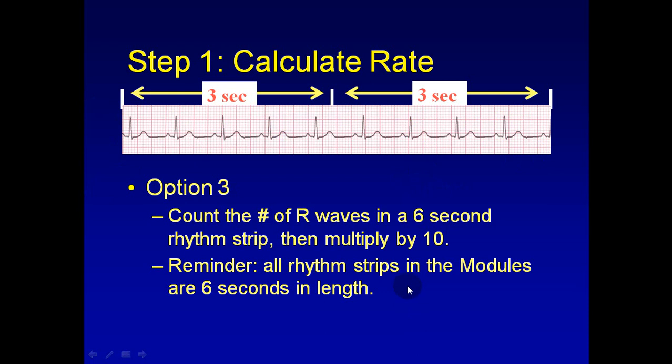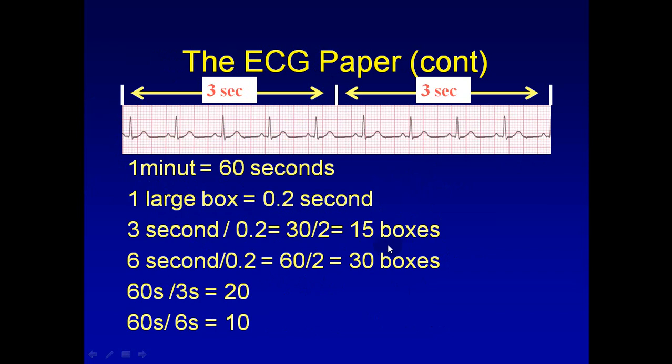So the first method, which is easy, is 300 divided by the number of large boxes between RR waves. If the rhythm is very fast, with a very fast heart rate, we count small squares and divide into 1500, which is the least used method. For other methods, if there is irregularity, take 3 seconds, count 15 big squares, count the number of RR waves, times 20 to be easy. So the interpretation is that the rate is about 90.